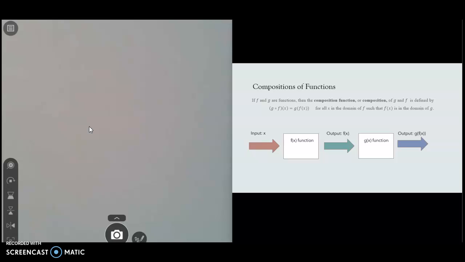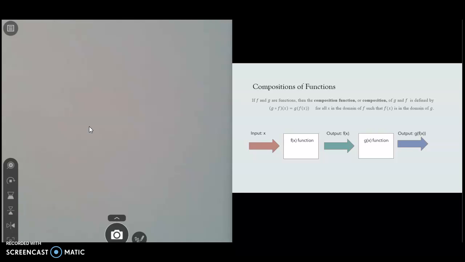If f and g are functions, then the composition of f and g is going to look kind of like this. There are two different notations. There's a g with a little circle then an f, which means composition, or you could write g of f of x. Both notations are listed there.